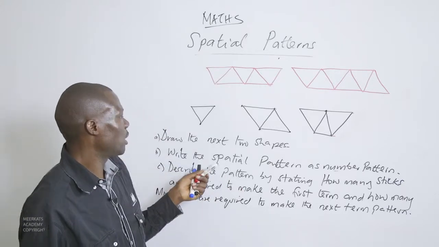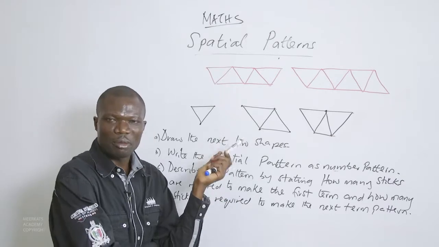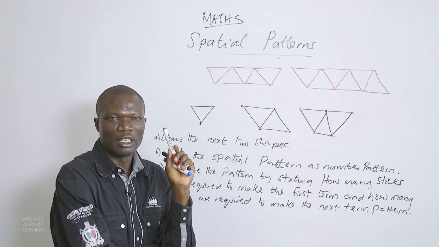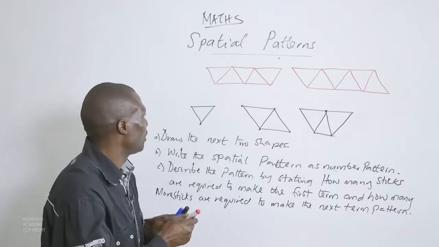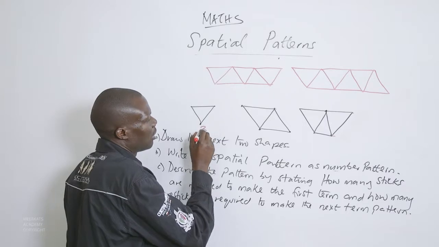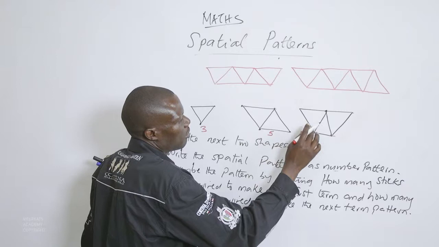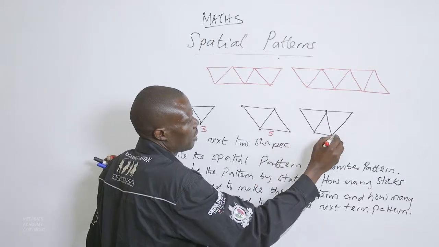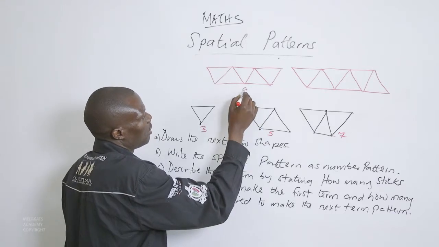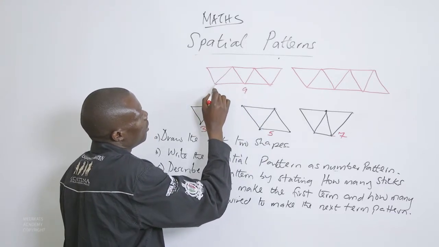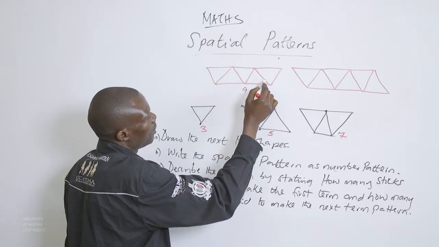Part 2, write the spatial pattern as a number pattern. First, let us identify how we get this spatial pattern. We've drawn the diagrams. How many sticks are making each diagram? This is 3 sticks. This one is 1, 2, 3, 4, 5 sticks. This is 1, 2, 3, 4, 5, 6, 7 sticks. These are expected to be 9 sticks. That is 1, 2, 3, 4, 5, 6, 7, 8.